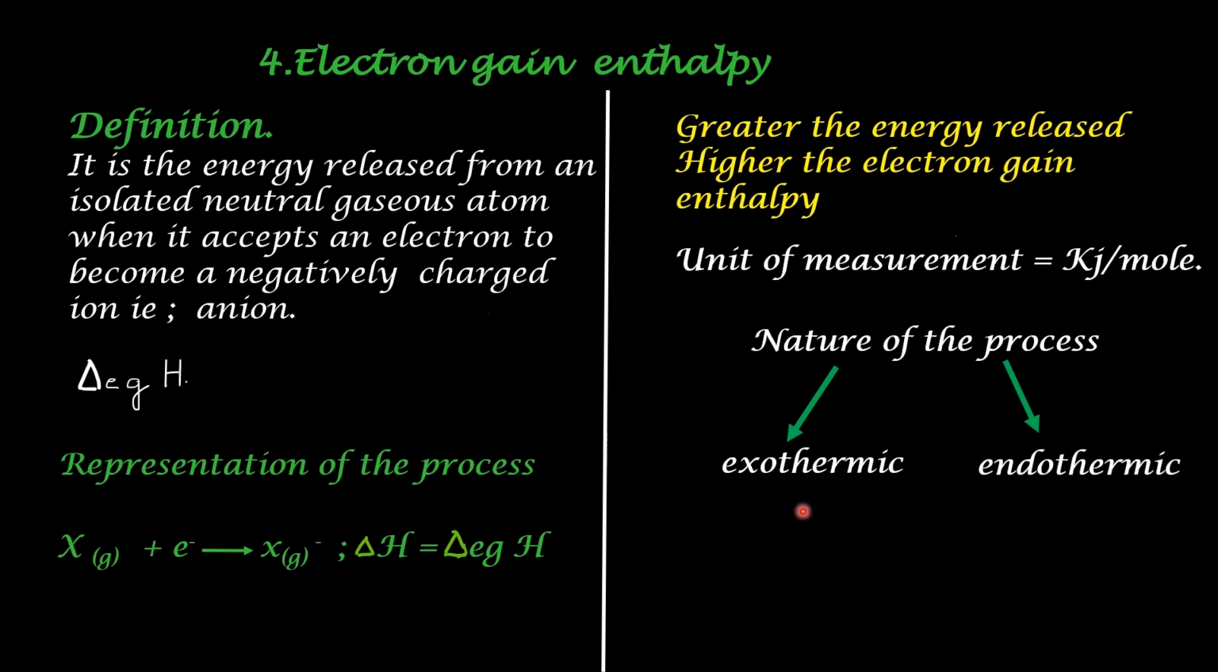During exothermic process, energy is released. During endothermic process, energy is absorbed. First electron gain enthalpy is always exothermic. Second electron gain enthalpy is always endothermic. The definition refers to first electron gain enthalpy. This will become more clear when we talk about successive electron gain enthalpy.